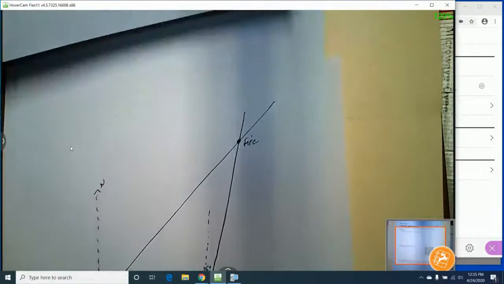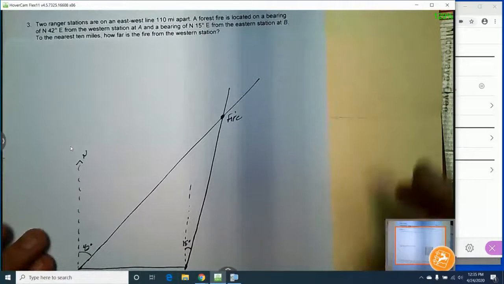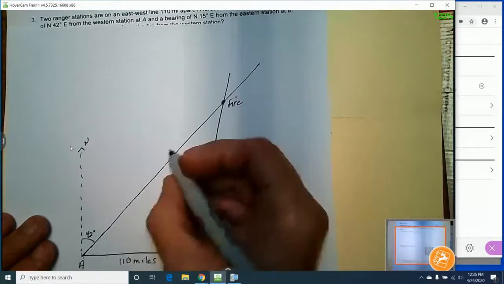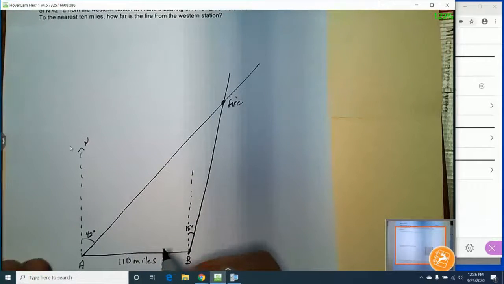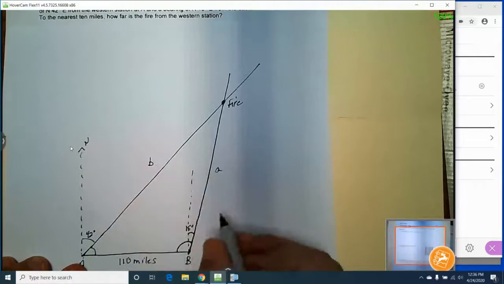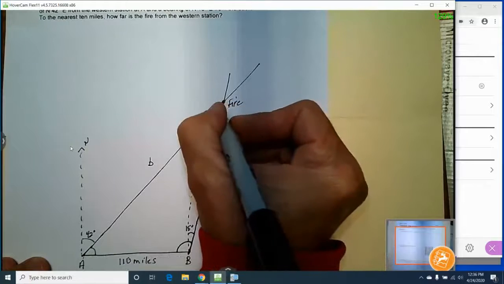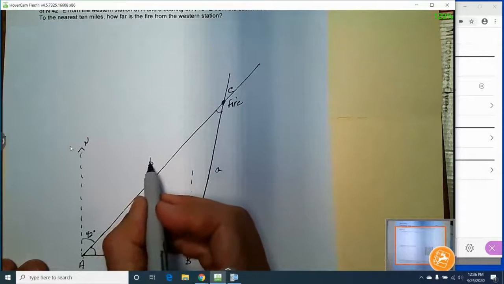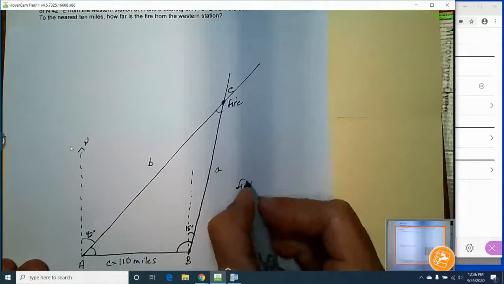Okay, now that we have the picture, what we're trying to find from this is how far the fire is from the western station. In other words, how far it is from station A. So I'm going to name the sides of this triangle with the points that we already have. I'm going to call this angle A, and this angle B right here. That means the side over here would be side A and the side over here would be side B. And then if we wanted to, we could call this angle C and call this side C. That means what we're trying to find in this problem is the length of side B.